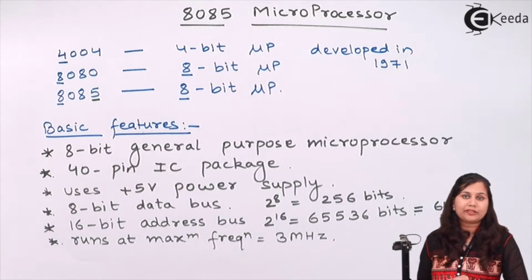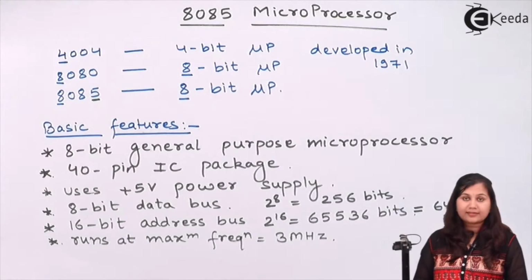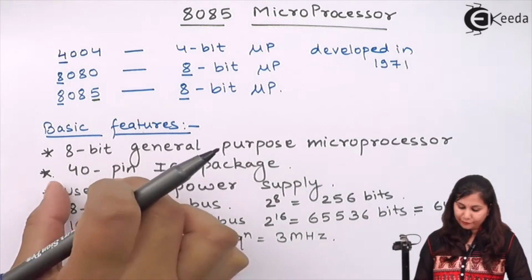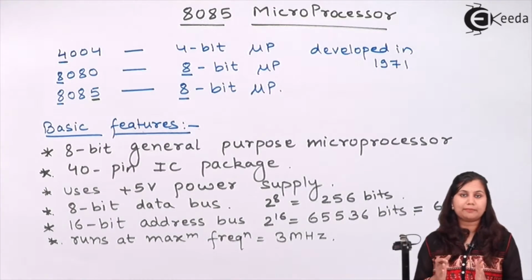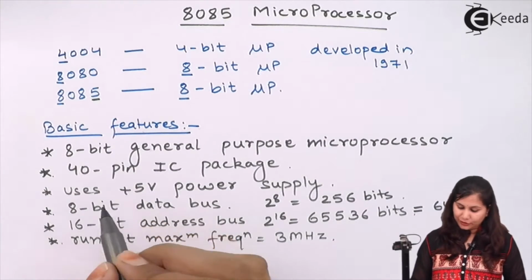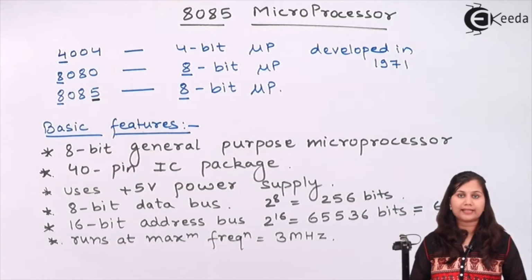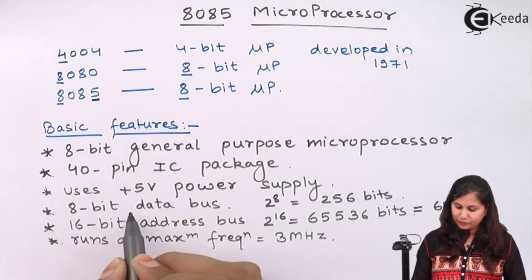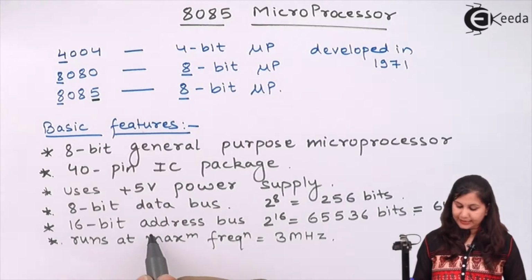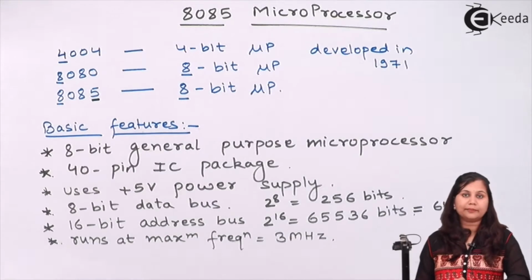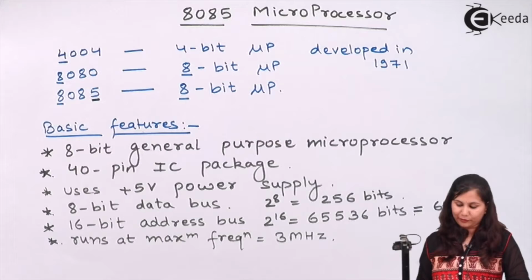So these are the basic features of this 8085 microprocessor. Let us study them again. It is an 8-bit general purpose microprocessor. It comes as a 40-pin IC package. There are 40 pins in this IC and it uses a plus 5 volts power supply. That is why it has the last digit as 5. Then it has an 8-bit data bus and a 16-bit address bus. It runs at a maximum frequency of 3 megahertz. So these are the basic features of this 8085 microprocessor.